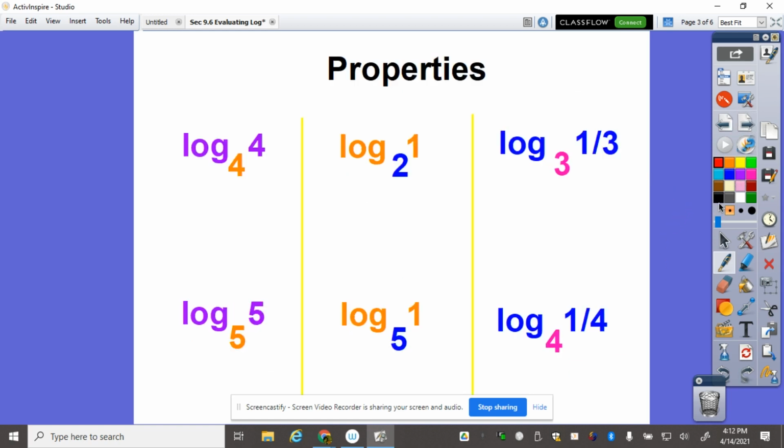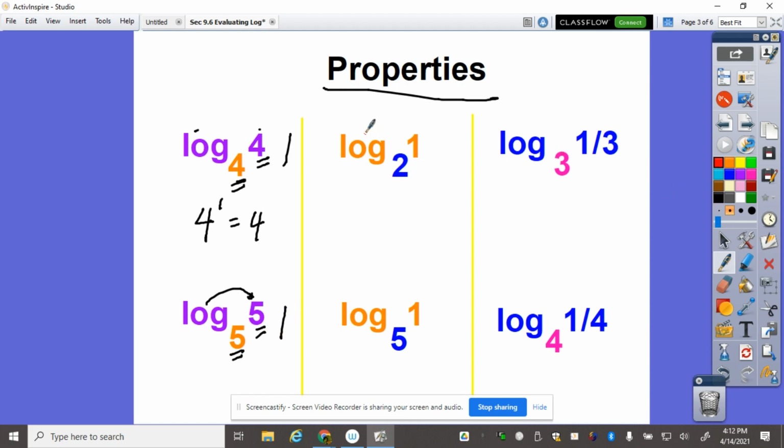Now, let's go to the properties. If you notice, log of 4 to the base of 4, the base here is the same as the log number, so the answer there is 1. Why is it 1? Because 4 to the 1 is equal to 4. Log of 5 to the base of 5. Again, the base and the log number are the same, so the answer is 1.